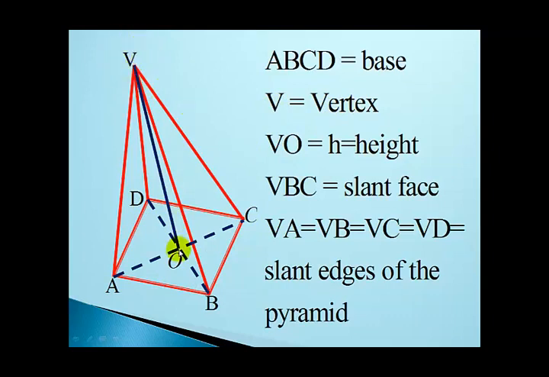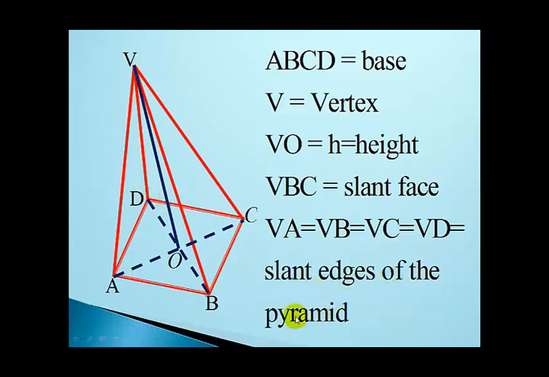VO, which is equal to H, is the height of the pyramid. VBC is a slant face. It's called a slant face. Now VA, which is equal to VB, which is also equal to VC, and is equal to VD, is called the slant edges of the pyramid.